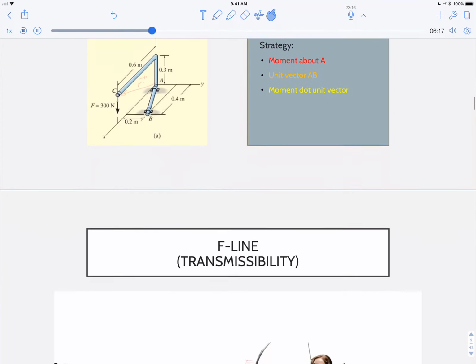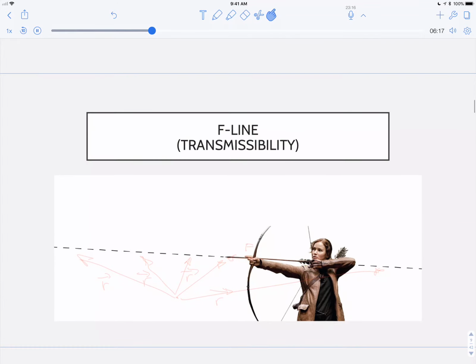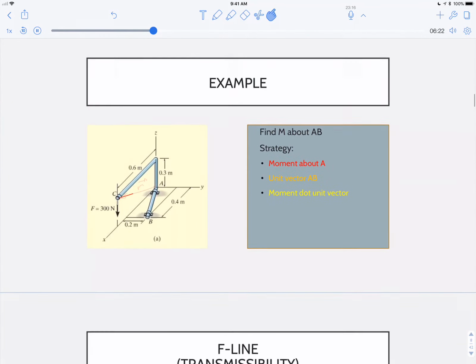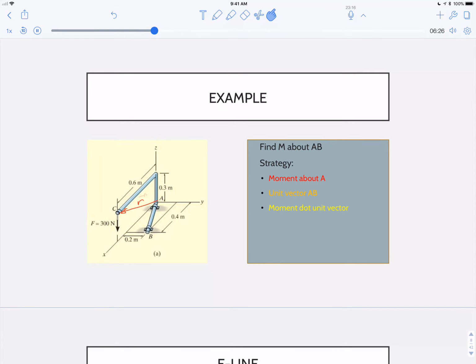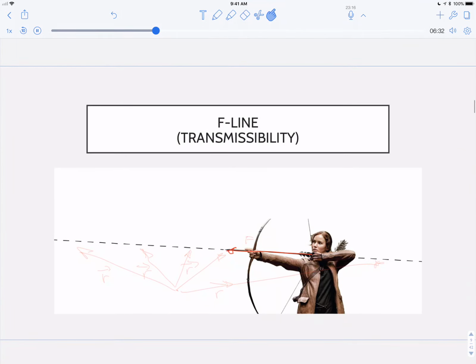Okay, the first step is getting the moment about A. One way we could do it is R cross F. But remember our little thing about transmissibility. If that's your force vector F, R can be to any point that's along this line. Any of these R's, of course these are vectors, R cross F will give the same moment. Step red, moment about A.